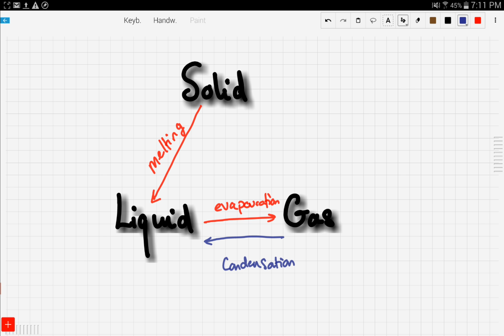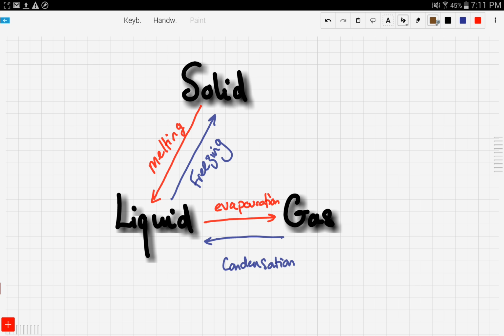Now, what if we have a liquid and we want to turn it into a solid? Also imagine this as filling the tray of ice cubes with water and putting it in your freezer. This is basically freezing. So the opposite of melting is freezing.